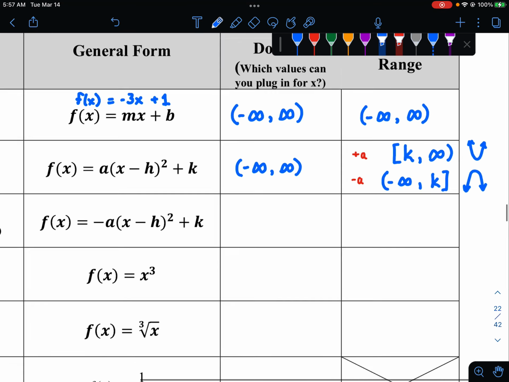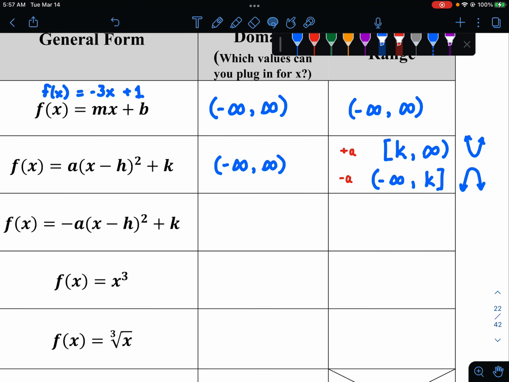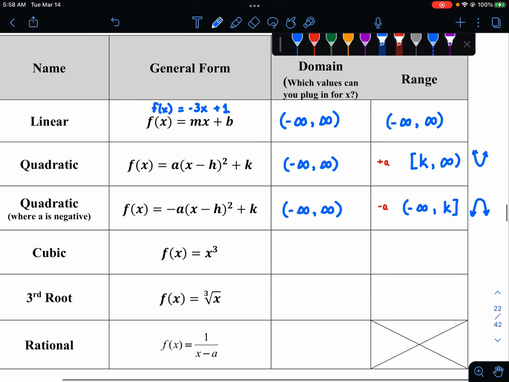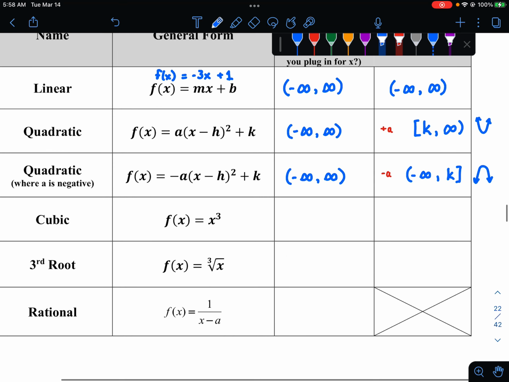Now, I did the next one. Sorry, I got a little bit ahead of myself. So if you have a negative quadratic, we'll just move this right down here. Your domain is going to be negative to positive infinity. But if that a value is negative, that flips your graph over. The rest of these are going to be pretty uninteresting except for rational.